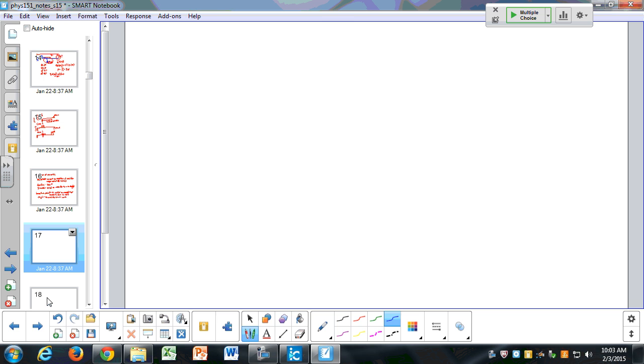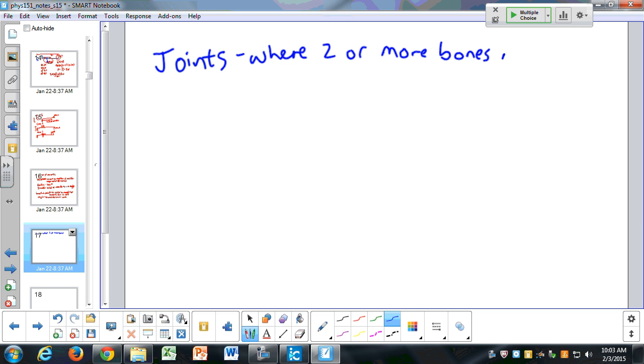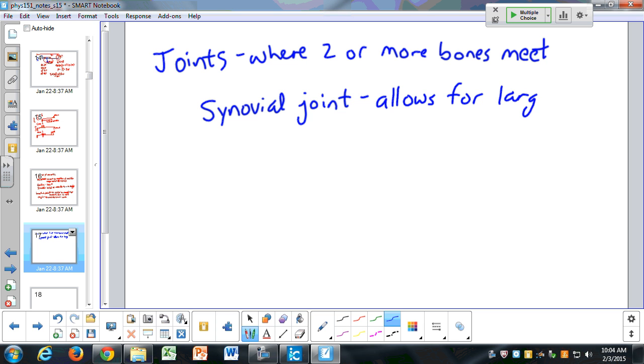Joints. Those are the places where muscles attach to the bones. With joints, we have several different types. This is where two or more bones meet. The synovial joint allows for large movements. Y'all probably know more about this than I do.